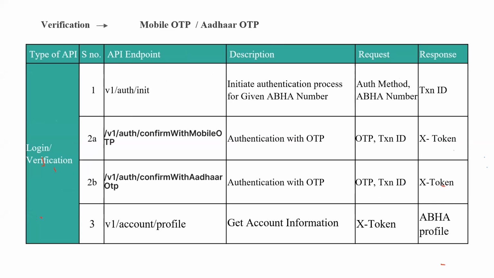Yeah. So this is the verification flow. If the user already has an Aadhaar number, all the integrators can capture that Aadhaar number in the Authnet API. Then you can confirm that Aadhaar number using mobile OTP or Aadhaar OTP. So 2A or 2B, these are alternate options. And then using the third API, you can fetch the user profile. So account profile, you can fetch or see the whole profile.